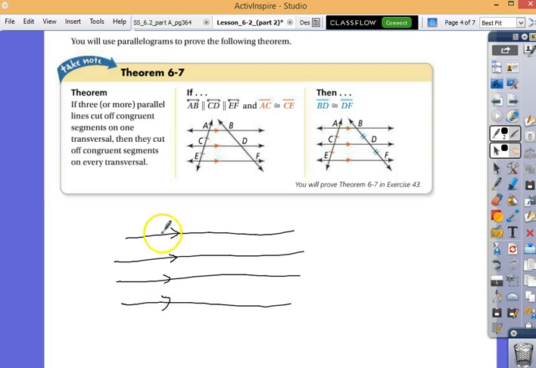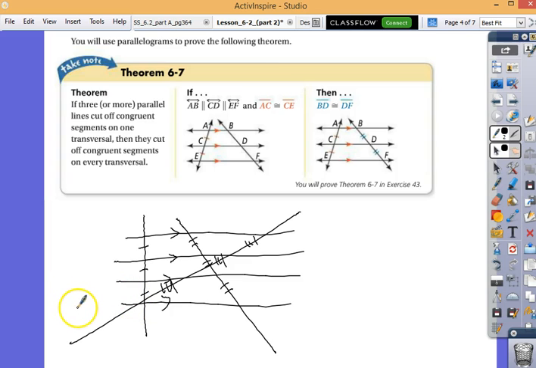So here's 4 parallel lines. If I draw a line right here and mark all of these congruent, oops, I got carried away with the congruency. And then I draw another steeper diagonal right here, then these segments will all be congruent to each other as well. And if I draw a line that's even steeper than all of that, then all of those parts would be congruent as well.